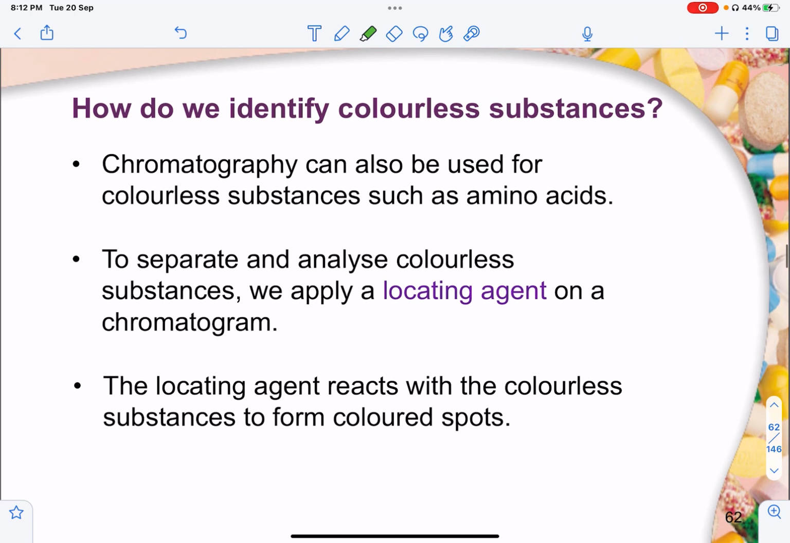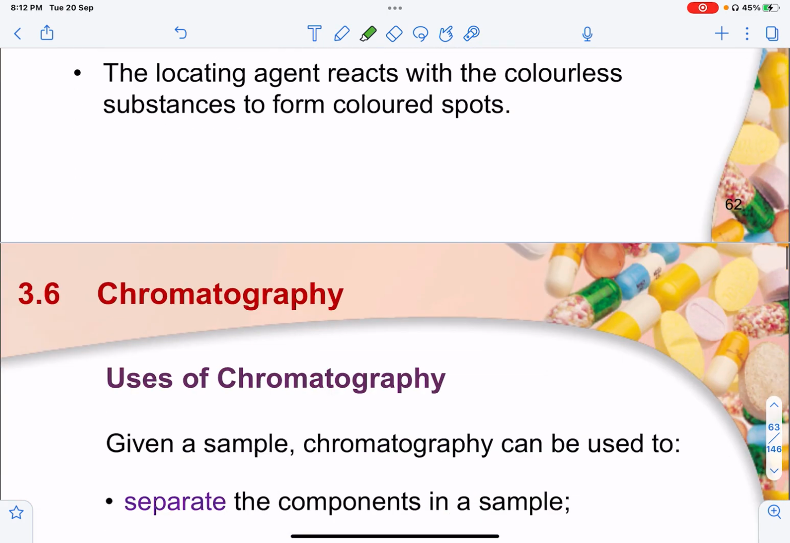So chromatography can be used for colorless substances like amino acids. Where we want to analyze colorless substances, we will use a locating agent. This locating agent is like a coloring, where you react it with the colorless substance to form colored spots so that, as scientists, I'm able to actually see the components and not just match them up.